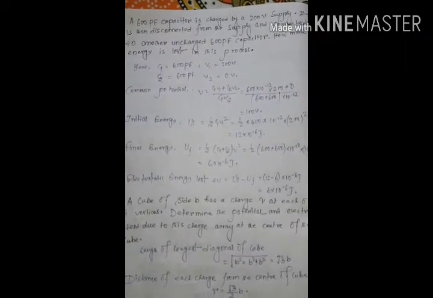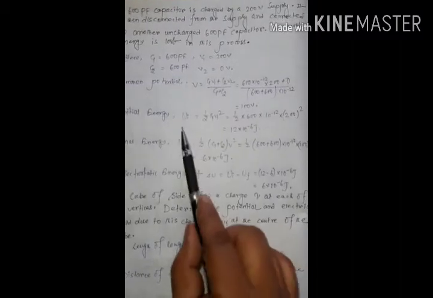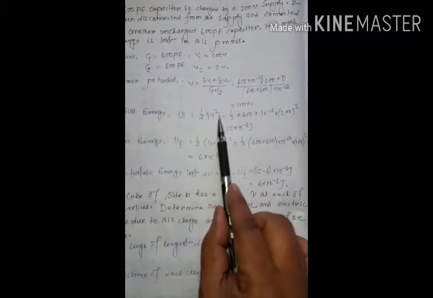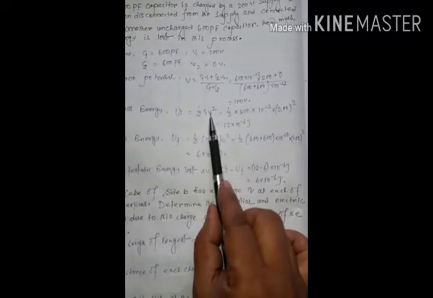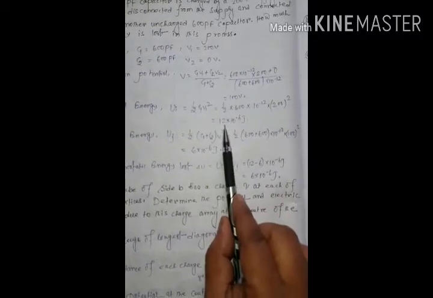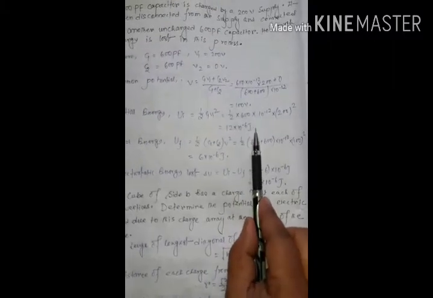So therefore, the energy stored by capacitor 1, which is known as the initial energy, is Ui = 1/2 C1 V1 squared. By putting the value of C1 and V1, we get the initial energy Ui = 12 × 10^-6 joule.